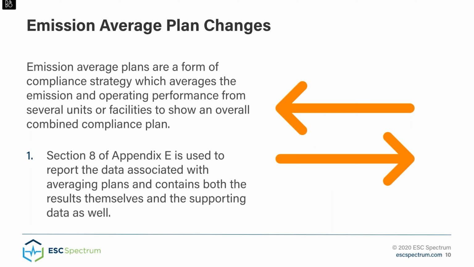Moving on, there are some changes for the emission averaging plans. Section 8 of Appendix E is used to report the data related to the emission averaging plan. And I know not a lot of people use emission averaging plans, but I wanted to bring it to your attention in case you are one of those who uses an averaging plan, and you really should read the requirements of Section 8 for Appendix E a little carefully so that you make sure you understand what's being required of you.